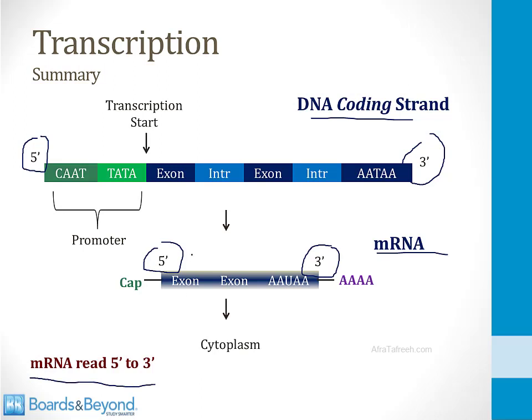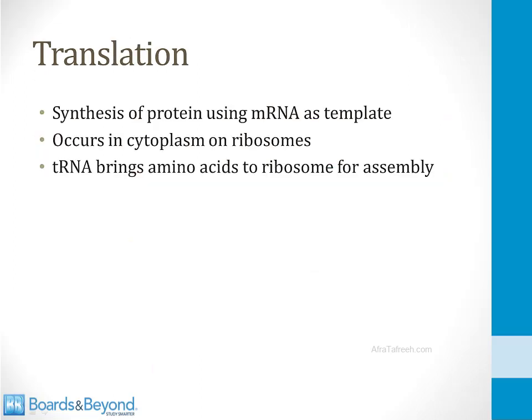What that means is that whichever amino acid is coded for here at the 5' end will be the first amino acid added to a protein when the mRNA molecule is translated, and then the translation process will move in this direction from 5' to 3' to synthesize a protein. So translation is the process of synthesizing a protein using mRNA as a template.